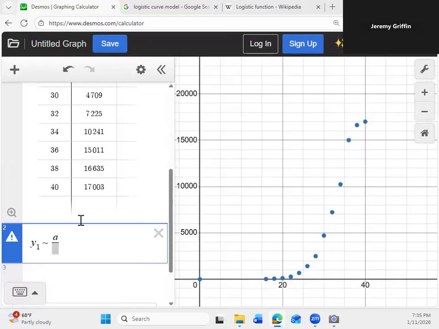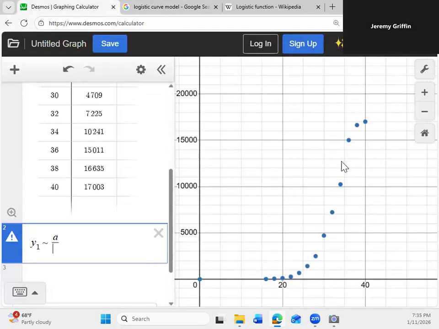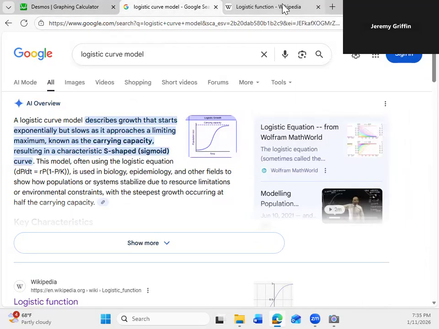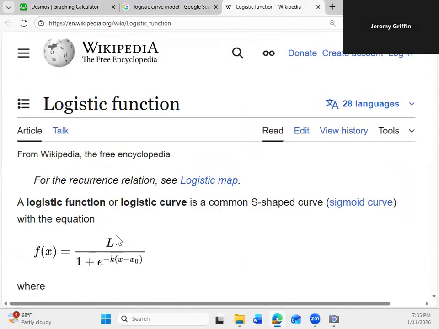All right, I think I found the model here. I typed in logistic curve model. Right, you guys see an S-shaped curve? That looks like that scatter plot data, doesn't it? One of the first hits is Wikipedia, and it shows this basic expression right here. I might change that by throwing some factor in front of this e, but let's type this in and see what happens.